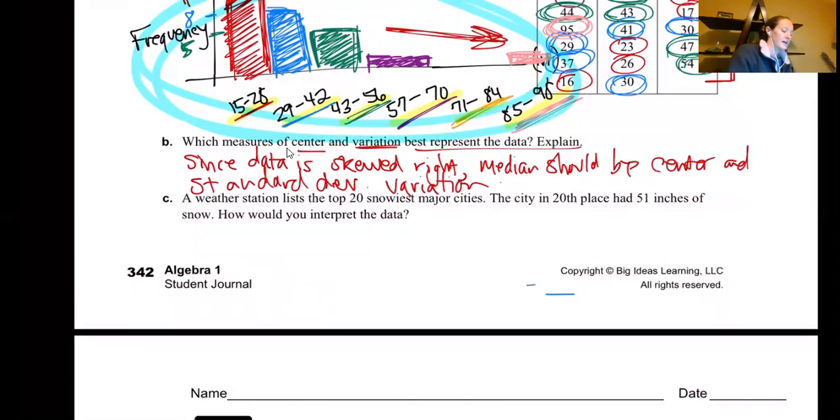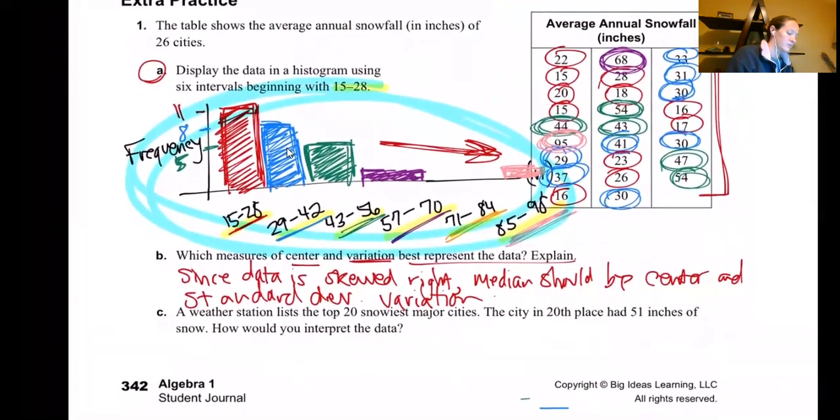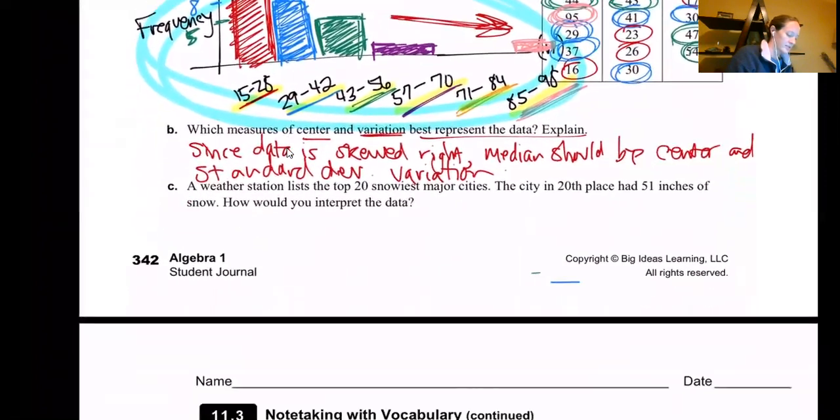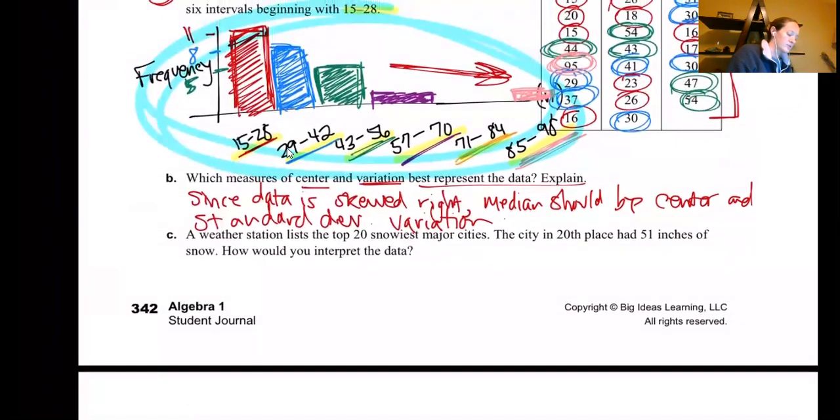However, letter C goes on and asks us yet another interpretation question. And so remember, we're talking about the average annual snowfall in inches in 26 cities. And this one starts talking about a weather station listing the top 20 snowiest major cities. Okay, so hold on. What's the question that they're asking us? So they list the top 20 snowiest major cities. The city in 20th place had 51 inches of snow. How would you interpret the data?